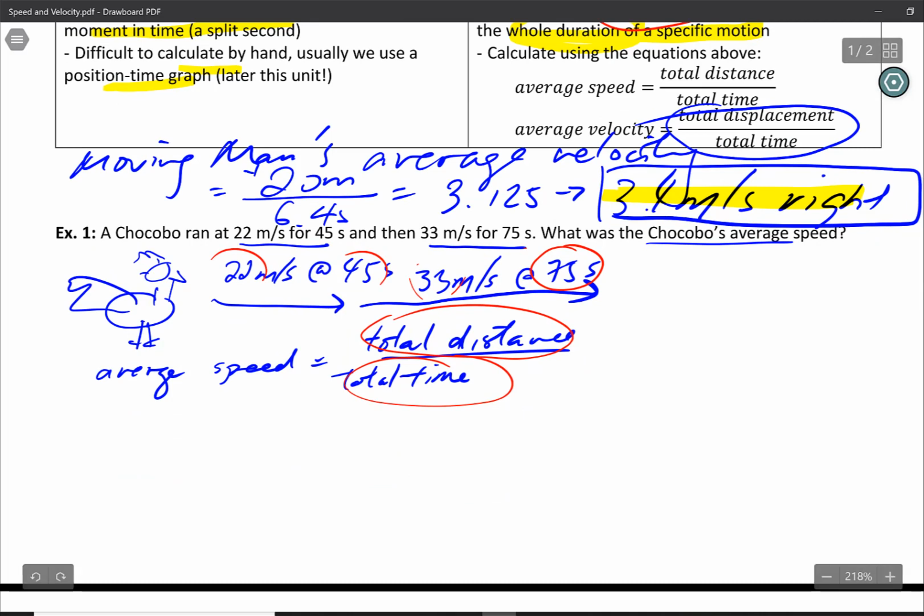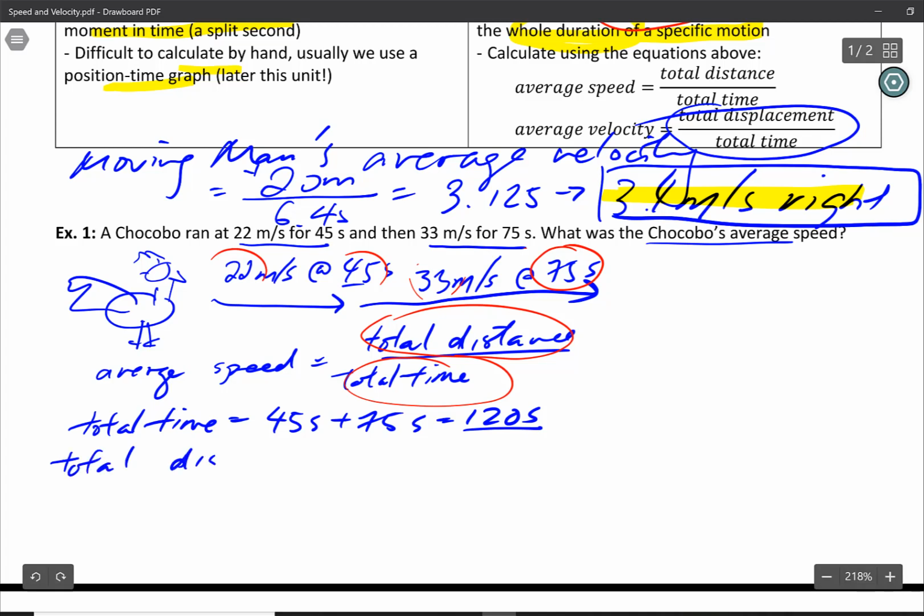But how do we find the totals? Well, we do know that the total time is the two times added together, 45 seconds and 75 seconds. That gives us 120 seconds total. But what about our total distance? How do we find that?